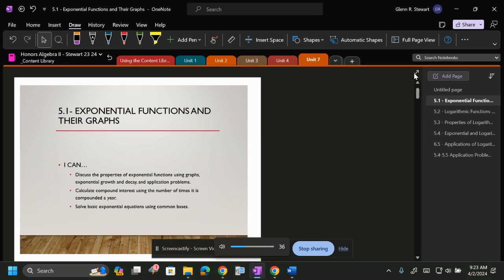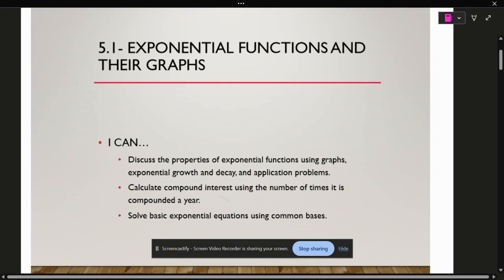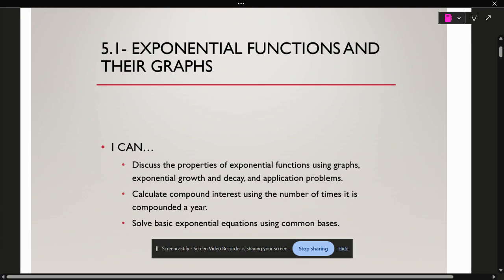All right, everyone. Today we're going to talk exponential functions and their graphs. This is Hrs Algebra 2. I am live during period 3.